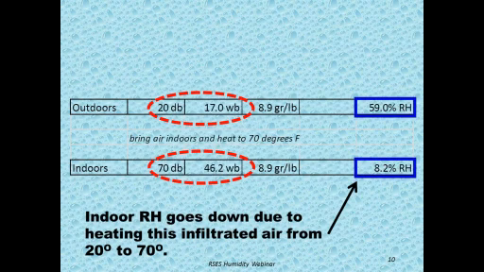And that is identical to the process that happens in your home or your place of business when 20-degree outside air is allowed to infiltrate to the indoors. So that's the process of how the humidity goes down when we operate our heating systems, because our heating systems are only going to operate when the outside temperature, in this case 20 degrees, is lower than our desired inside temperature.